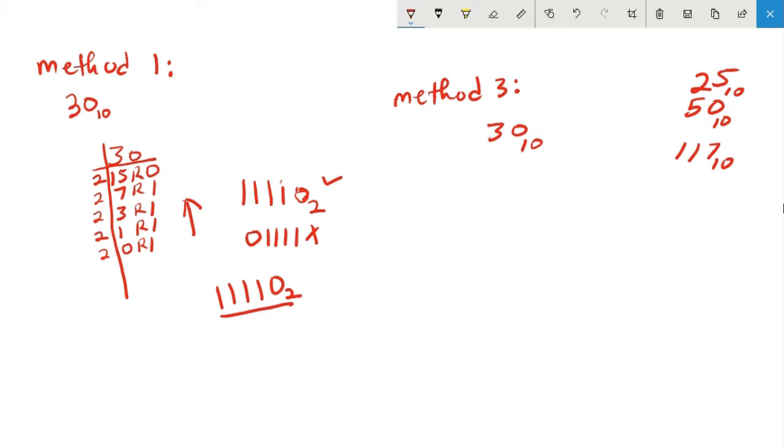Alright. Okay. Now for this method I will need to write some powers. Okay. 2 to the power of 0, 2 to the power of 1, 2 to the power of 2. Write down. I'm writing them backwards. Okay. Now the answer for these is 1, 2, 4, 8, etc.